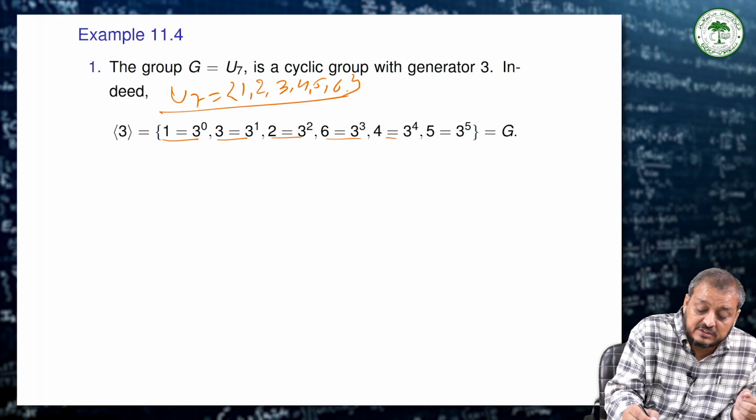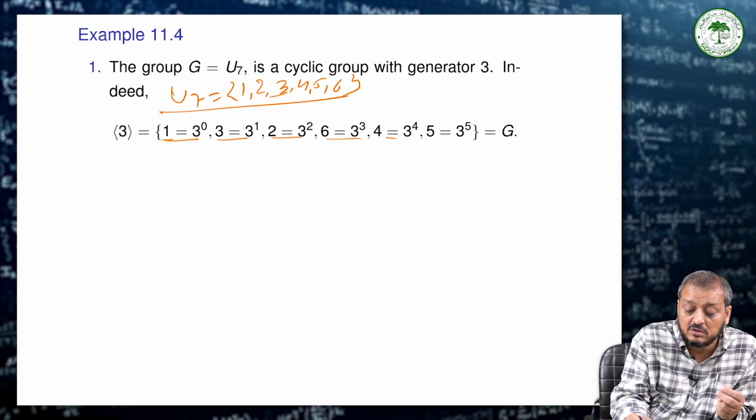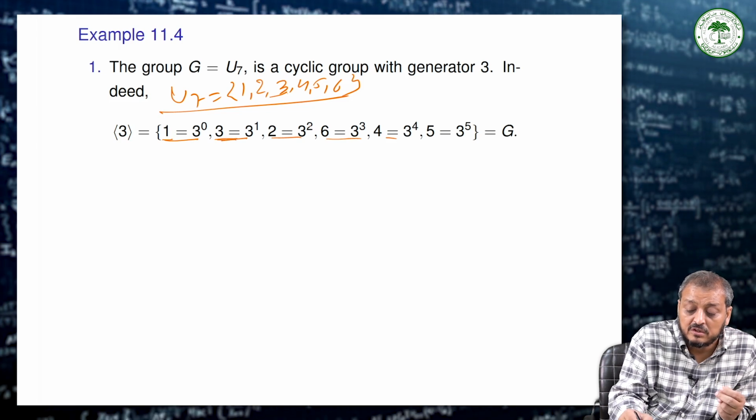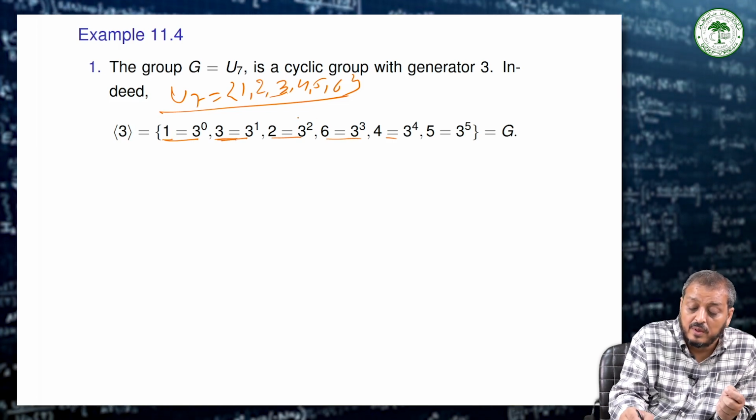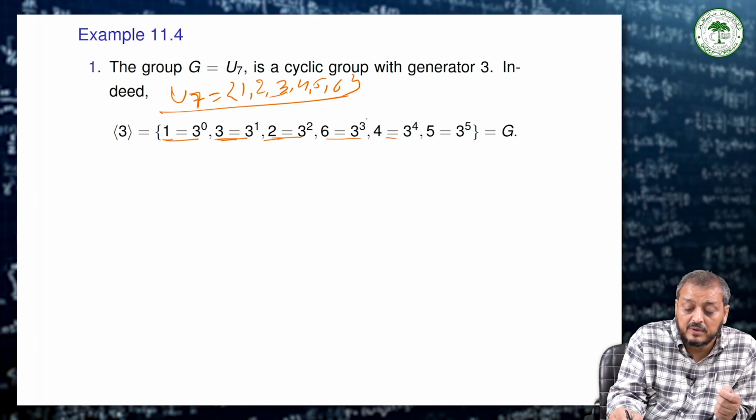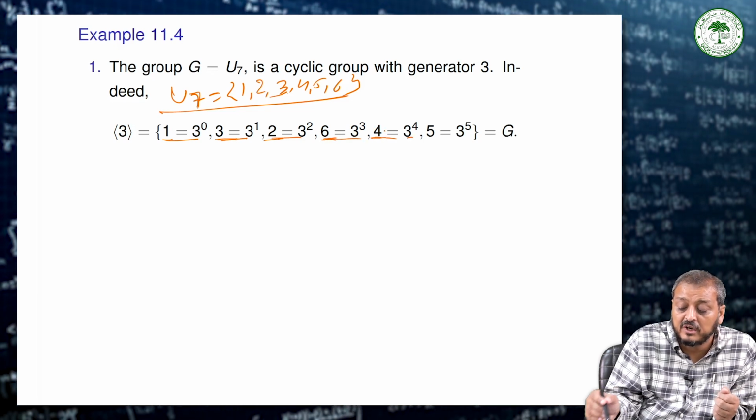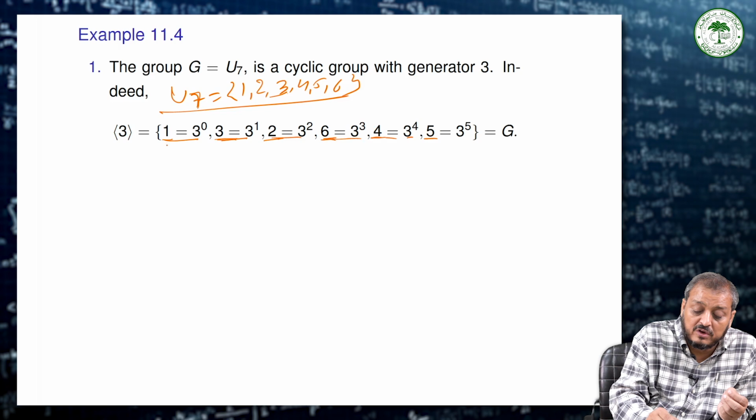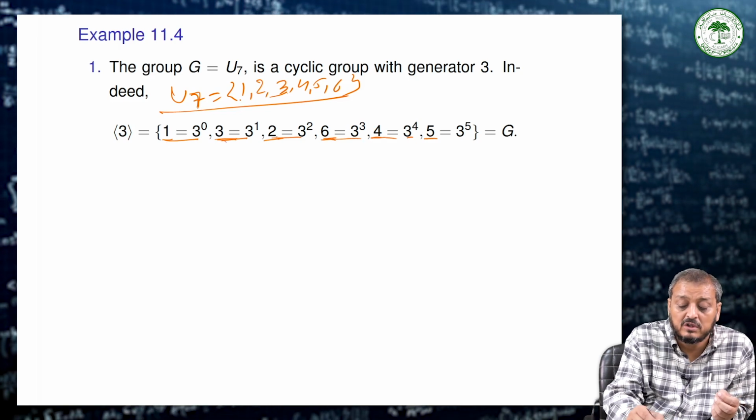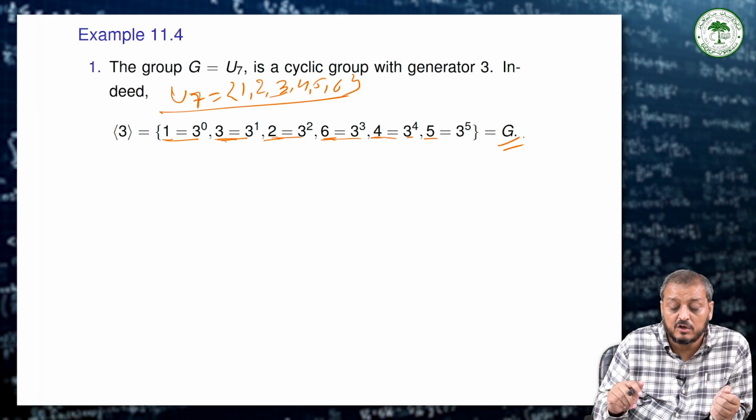Now I check whether 3 is a generator. 3 to the power 0 is equal to 1, 3 to the power 1 is equal to 3, 3 squared is 9, and the remainder is 2. 3 to the power 3 has remainder 6, 3 to the power 4 has remainder 4, and then 5. Now you have all the elements of G7. So 3 is a generator of this group.